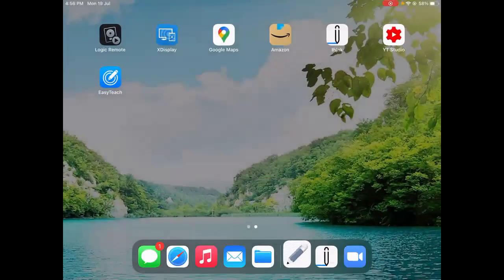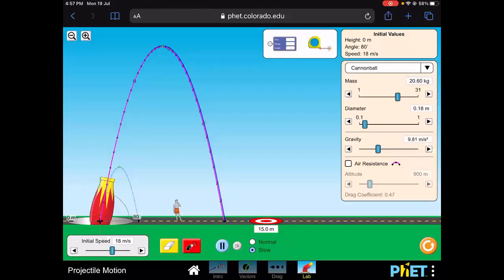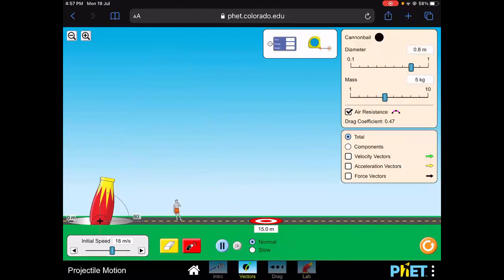Is there any confusion? Let me reset this. Let me check if all the values can be shown here. See, I'll show you the velocity vectors, acceleration vectors, and the force vectors. I'll take a slow motion. See, no?